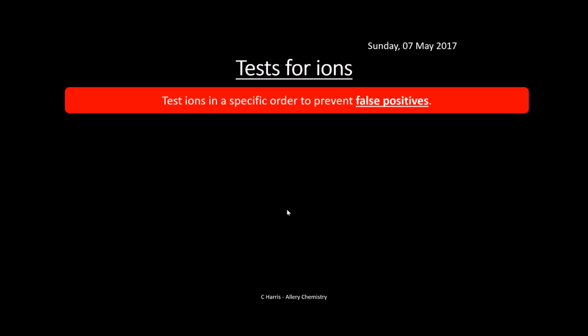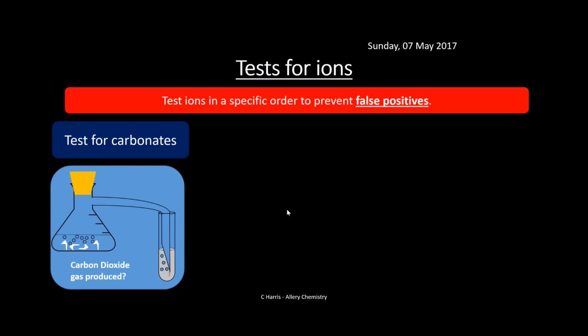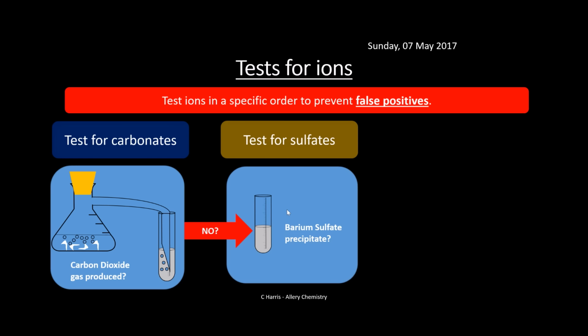Okay, and basically the final thing is just make sure you test these things in a particular order. Just be methodical with your practical technique. This just prevents any misconceptions or false positives. So the first thing you should do is test for carbonates first. That'll tell you if you have any carbonates in there. Obviously add your acid. If there is carbon dioxide produced, brilliant, you've just identified a carbonate. If there isn't, then you need to test for sulfates. So take your sample, add barium chloride to it. Do you get a white precipitate formed? If you do, fantastic, you've got a sulfate.